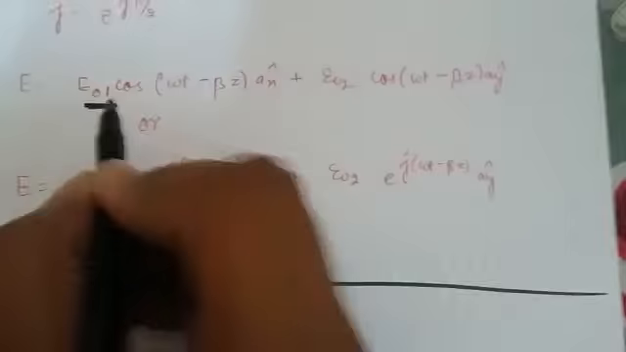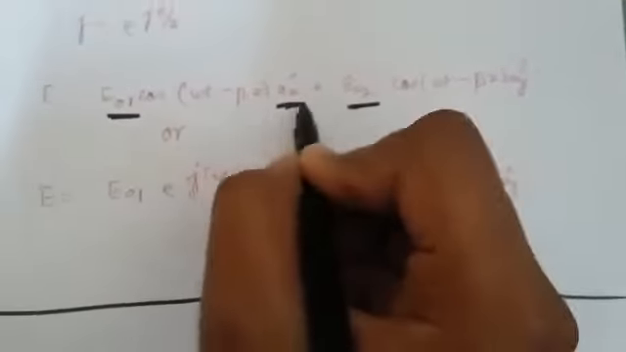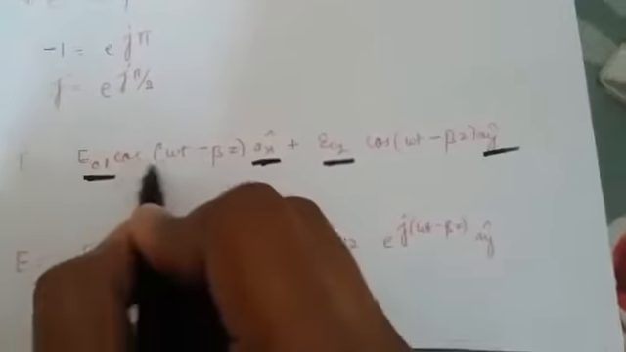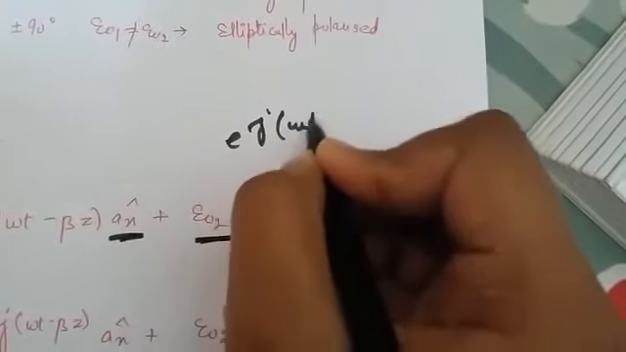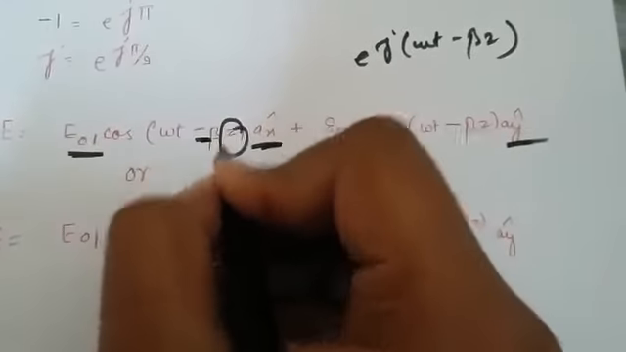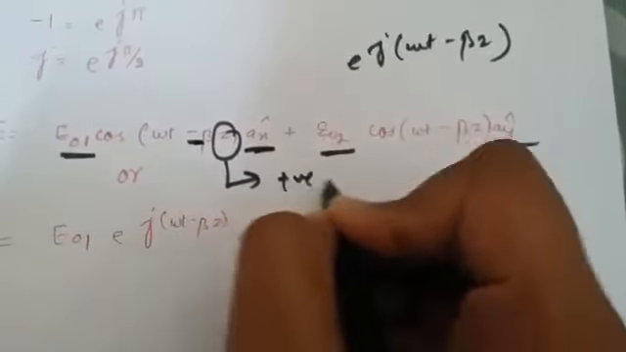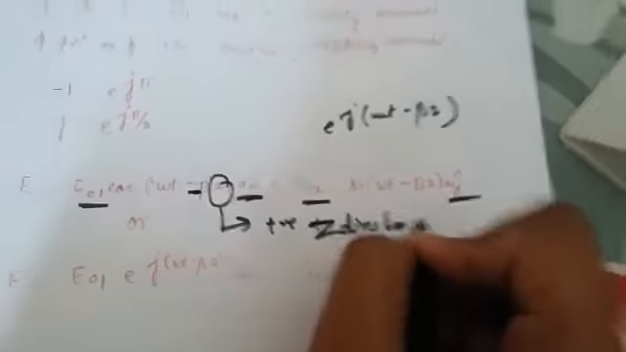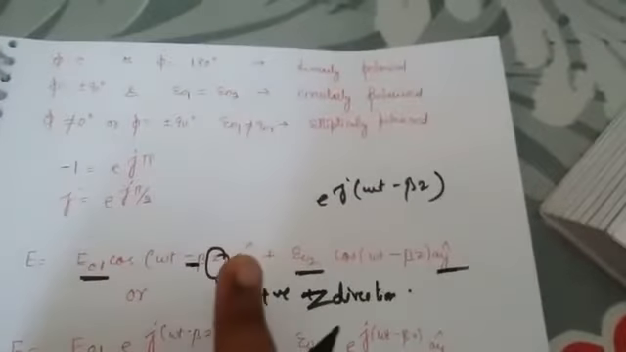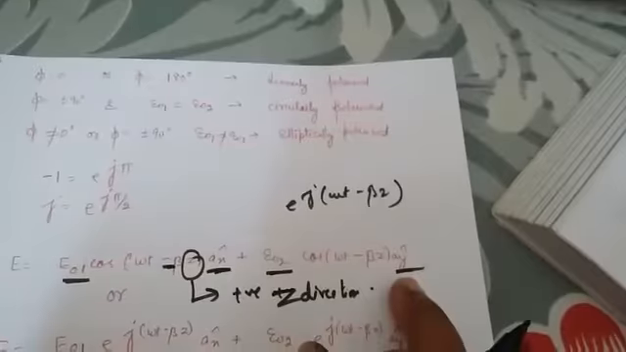This is the first component, this is the second component. First component in the x direction and second component in the y direction. So we'll write it like that. This is the real part of e to the power j(omega t minus beta z). And if it is minus here, that means the wave is going in the positive z direction. The wave is going in the positive z direction, and the electric field is in the x direction and y direction.